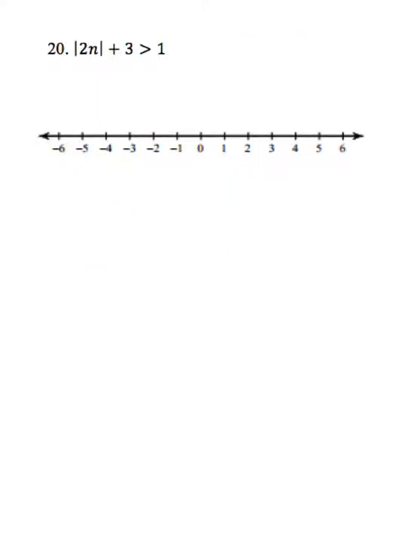And lastly, we have number 20 here. Again, on this one, I'm going to have to isolate my absolute value bar, so I'm going to need to move 3 first. And that's going to look like this. I'll subtract 3 from both sides. And that leaves me with the absolute value of 2n is greater than negative 2.